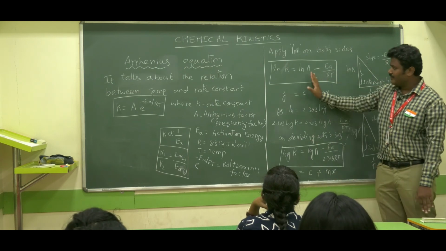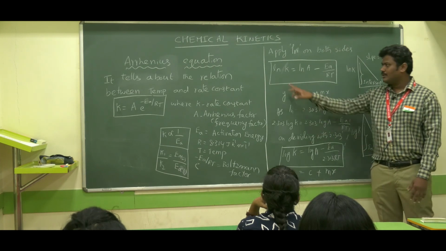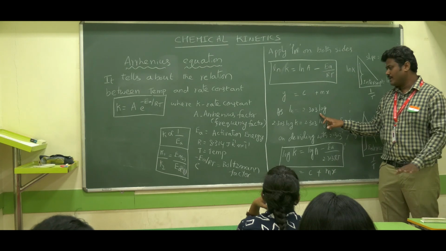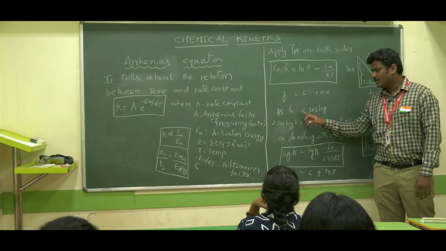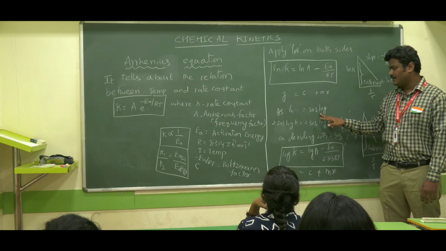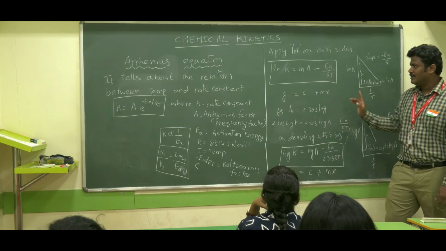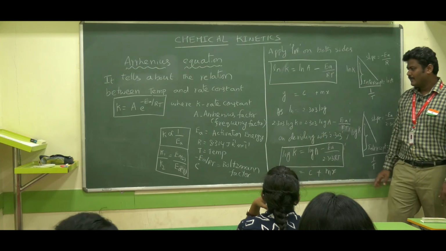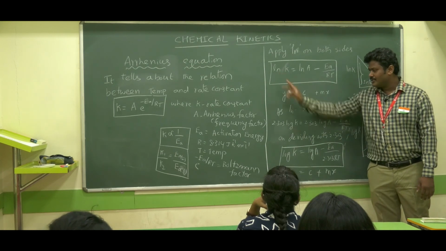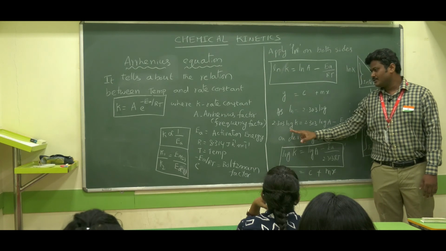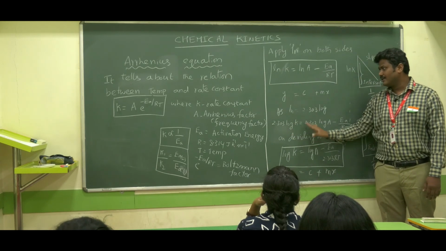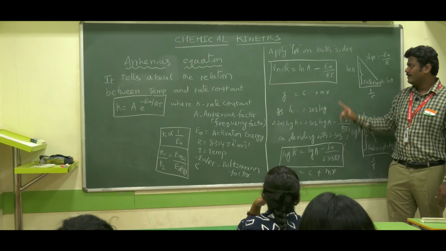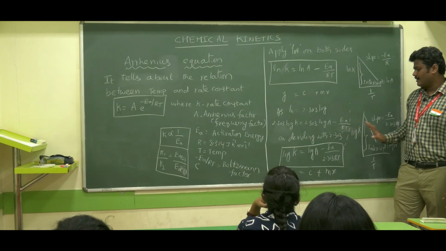This is one kind of equation we can get. And we know that ln is nothing but 2.303 times the logarithmic value. So ln is always equal to 2.303 times log. In place of ln k, if you substitute 2.303 log k, and in place of ln A, you write 2.303 log A, and here, as usual, Ea by RT.